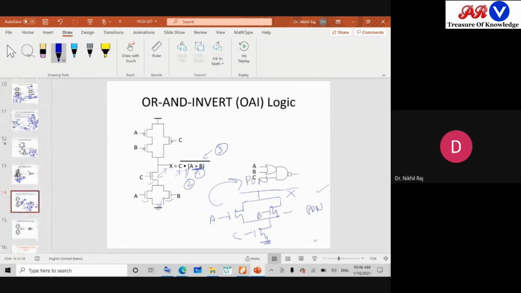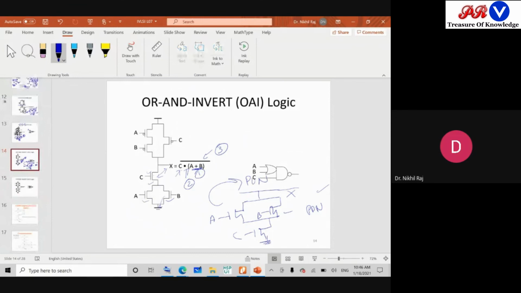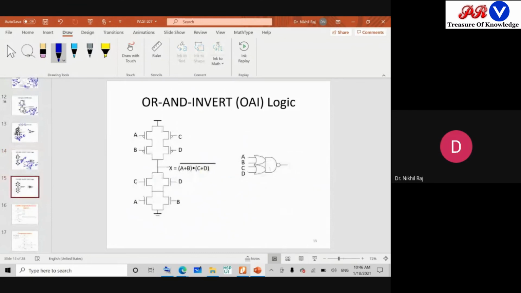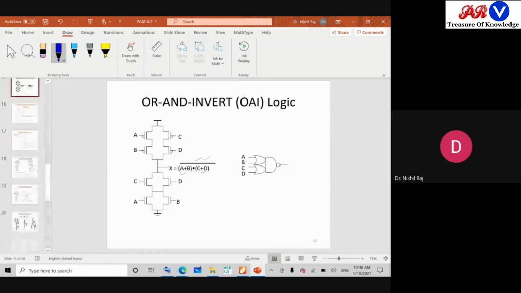So these two forms are there, AND-OR-invert and OR-AND-invert. Now again, this is the OAI logic again. Okay, this slide is repeated. The same logic, OR and AND operation, then invert. So OR-AND-invert logic it is.